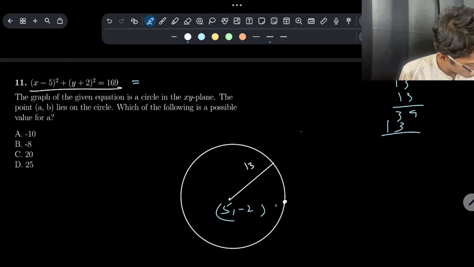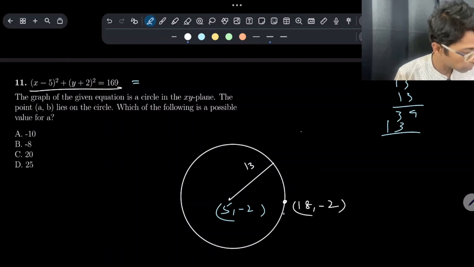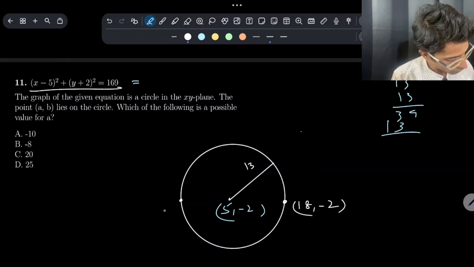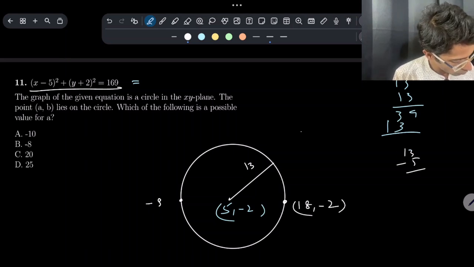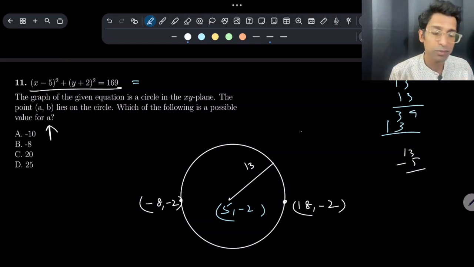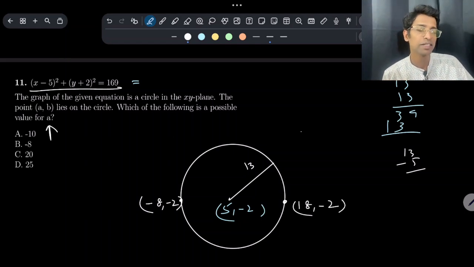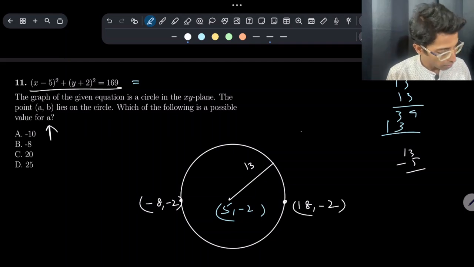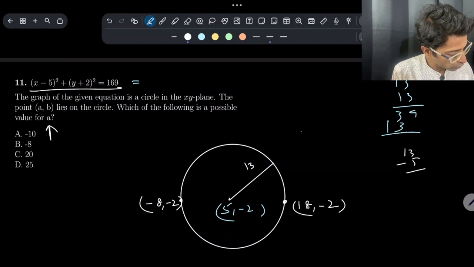This could be 5 plus 13, which is 18 comma minus 2, the extreme right point. The extreme left point could be 5 minus 13. So 13 minus 5 is minus 8 comma minus 2. Correct? He is asking you the value of A. So that's the reason why I'm only interested in the extreme right and extreme left, because I'm only dealing with the x coordinates now. So the maximum value of A could be 18, and the minimum value could be minus 8.